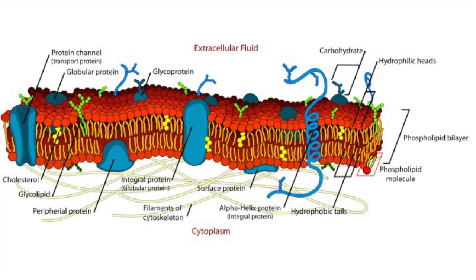Now, not all of the embedded proteins are gates or channels. Some act like receptors that allow the cell to communicate with the environment. Some catalyze chemical reactions inside and outside of the cell, and some impart structural integrity to the membrane. All of the embedded proteins must interact with the lipids.